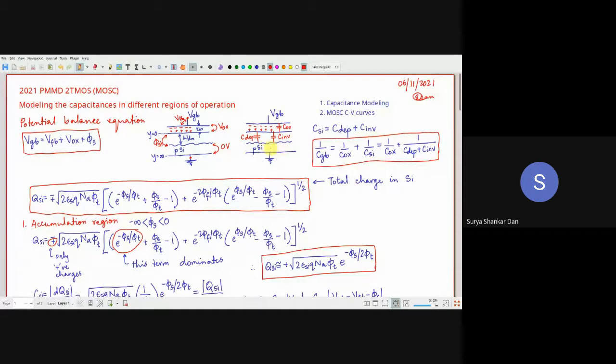What is the capacitance in the P-silicon? Obviously zero. Here there is no potential difference, and there is no concept of dipoles. There is no charge separation, so to speak. So capacitance is zero. All right.